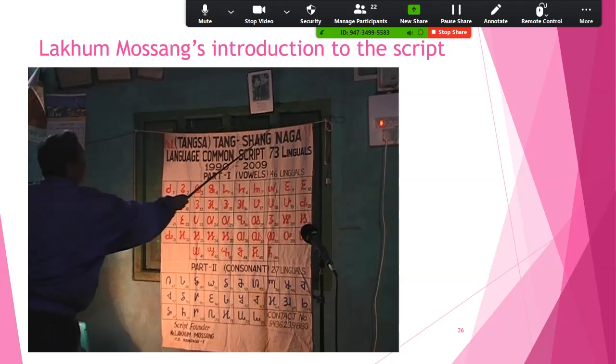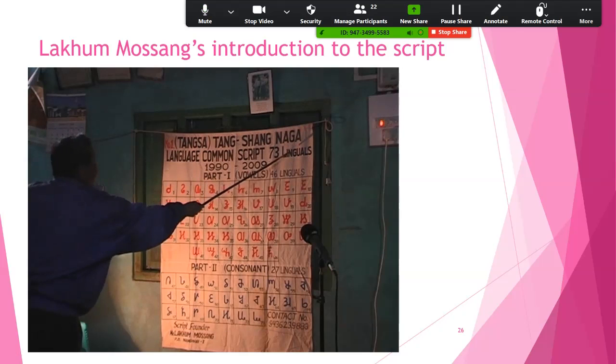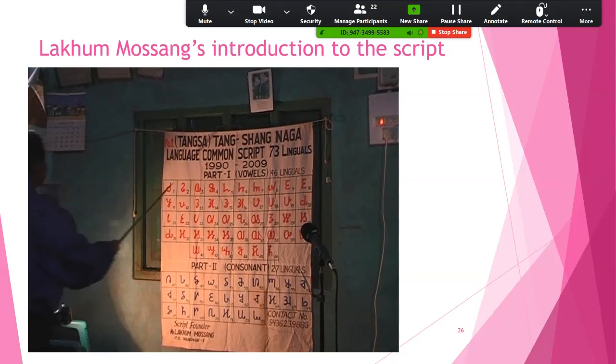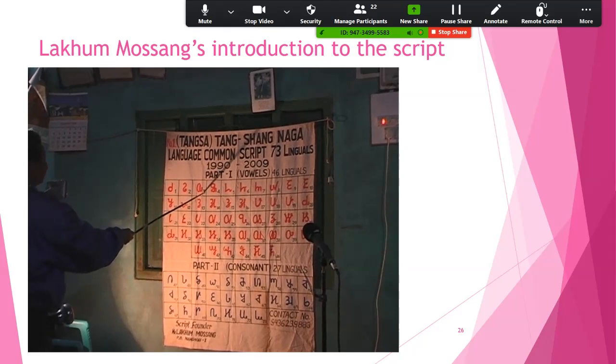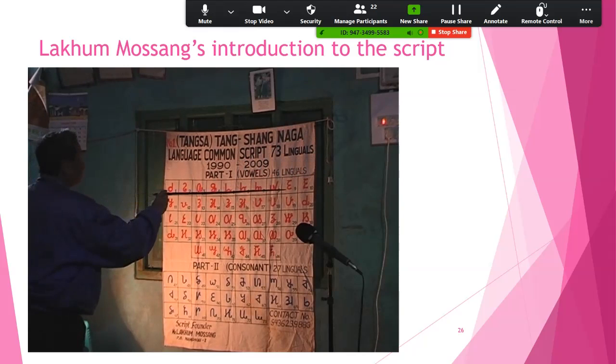Tangsa, Tangshang Naga Language Common Script. Part 1 Vowels, Reading System. 1O, 2O, 3O, 4O, 5R, 6R, 7R, 8R.